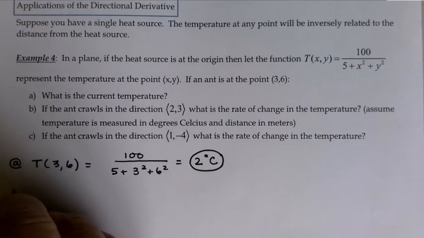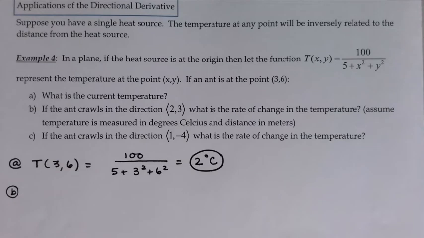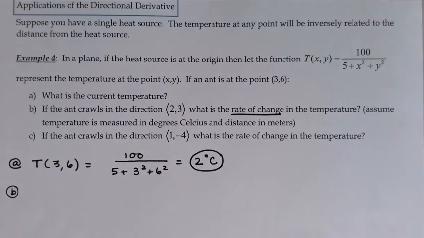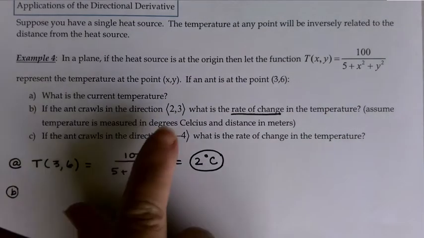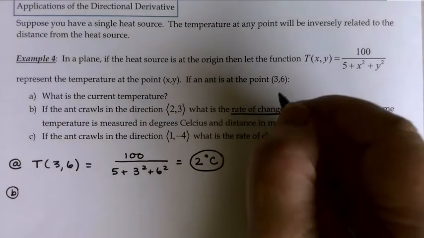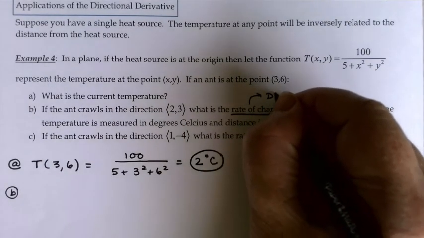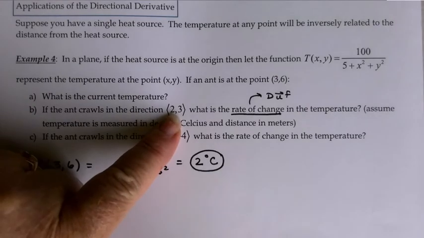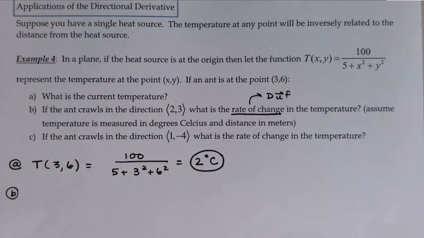All right, for part B, we'd like to know if the ant crawls in the direction (2, 3), what is the rate of change of temperature? Now, as soon as I'm asked for the rate of change, I know I'm being asked for a derivative. And since I'm going in kind of a random direction, not parallel to either the x or the y-axis, I know I'm going to want a directional derivative. Okay, so rate of change still signals derivative, just like it always has. It's just the randomized direction that tells me it's a directional derivative.